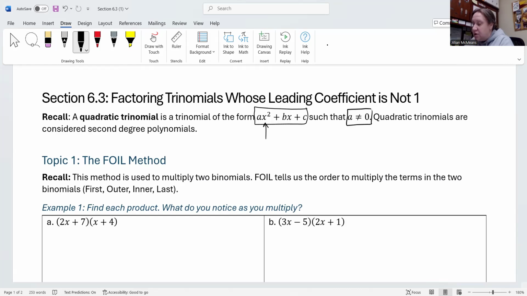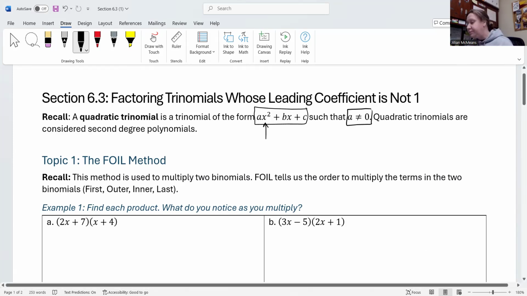This x squared term is what makes this trinomial quadratic. We would say this is a second-degree polynomial because the degree of the polynomial is 2. If a is 0, that squared term just becomes 0 and it's no longer quadratic, it's linear. So we do have to make sure that a is not 0.